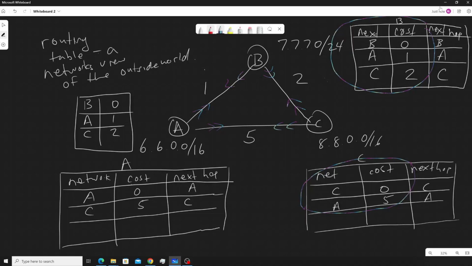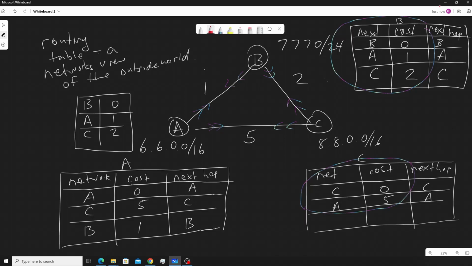So A learns about B, with a cost of 0 plus 1, this 1, through B directly. It learns about A with a cost of 1 plus 1, 2, but it already has 0 over here, so we can ignore it. And then it learns about C with a cost of 2 plus 1, which is 3. We have a cost of 5 over here through C, which is this link.